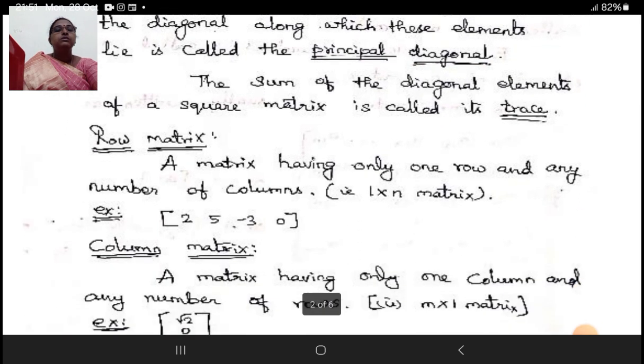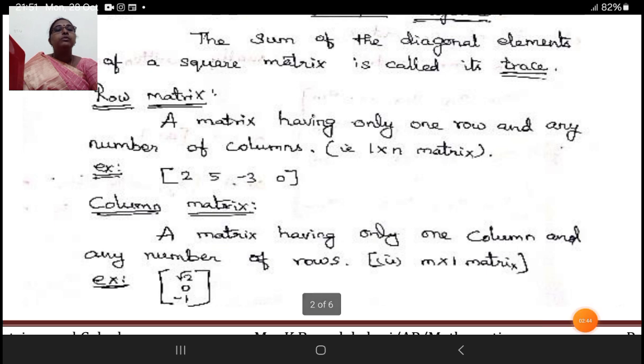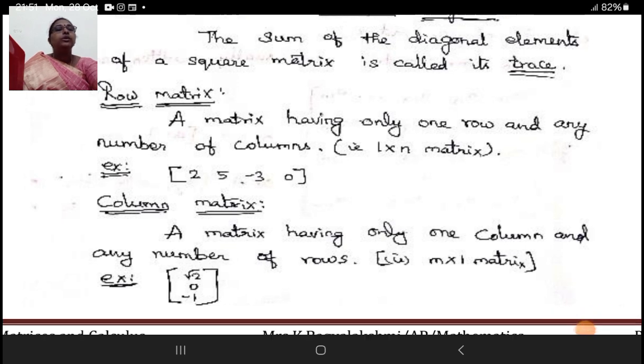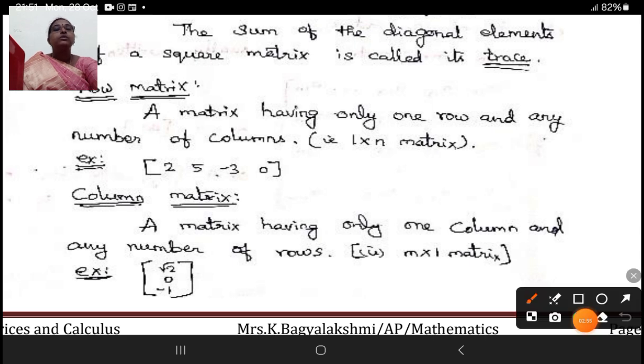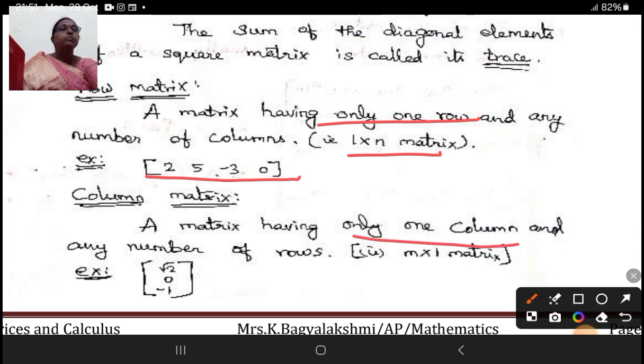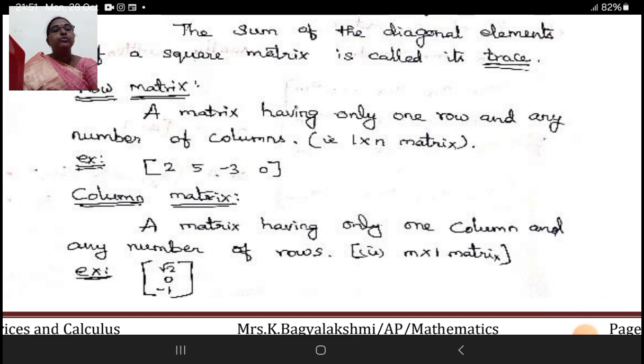So next is the row matrix. If a matrix has only one row and any number of columns, it is called a row matrix. Here it is a 1 cross n matrix. For example, here we are having only one row. Likewise, the column matrix is a matrix having only one column and any number of rows. So it is an m cross 1 matrix.